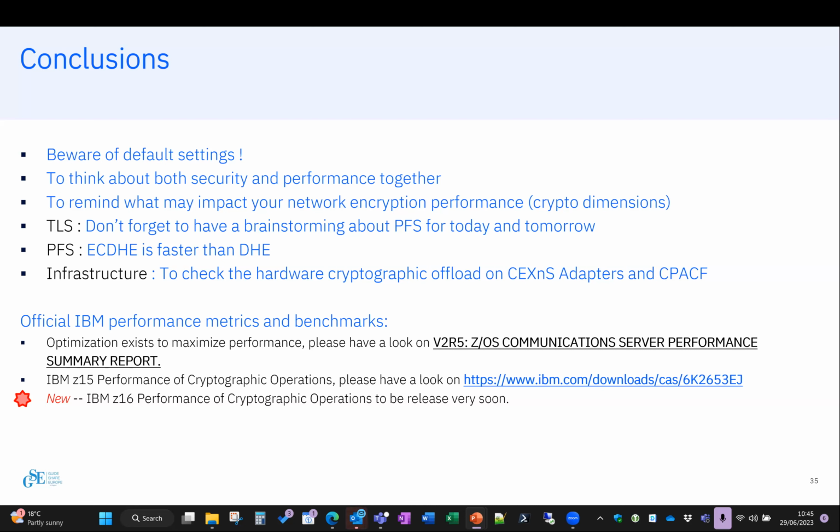And check if the offload of the cryptographic operations goes well on CPACF and on the Crypto Express cards. Two links, plus a third one that will be released really soon. Each time we release a Z Systems machine, there is an official benchmark from IBM where the performance is well documented for all of the cryptographic operations. And the one regarding the z16 and the Crypto Express 8S will be released very soon. So I will keep you posted about it. Thank you for your attention.